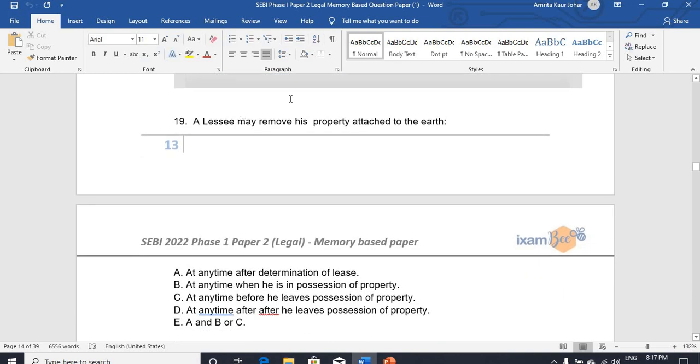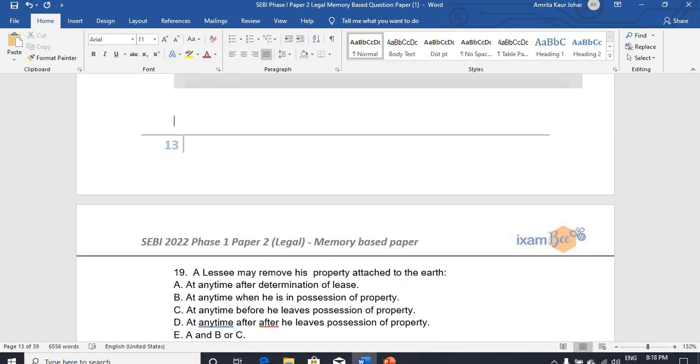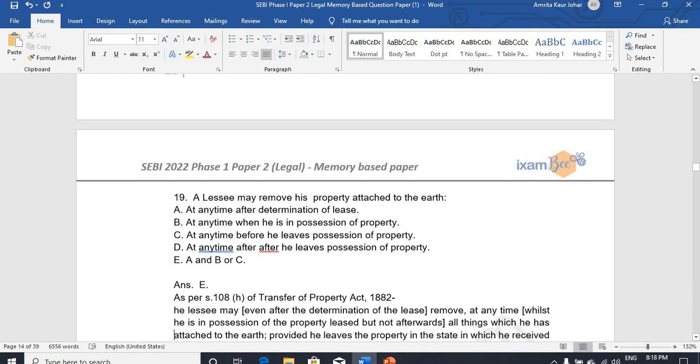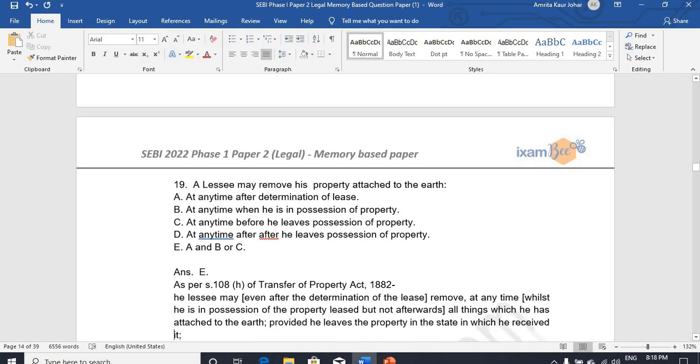A leasee may remove his property that is attached to the earth. This is from Transfer of Property Act relating to leasee rights. Section 108 clause H of Transfer of Property Act covers it, that a leasee may, even after determination of the lease, remove his property that he has attached to the earth, but the only proviso is that he should take it before he leaves possession of the property.